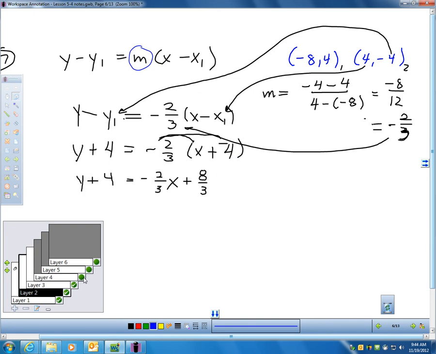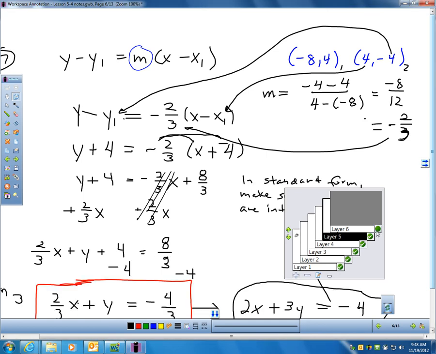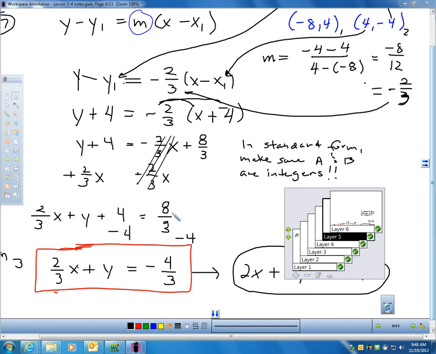Now, distribute. So I'm distributing. Get all the x's and y's on one side, so you can see I got all the x's and y's on the left, so when I add 2/3 x, these cancel, and I have 2/3 x plus y plus 4 on the left and 8/3 on the right. And then we take away 4 from each side, and 8/3 minus 4 on the right is negative 4/3.